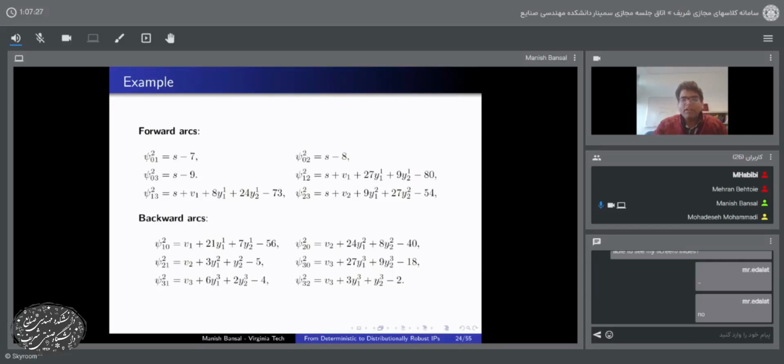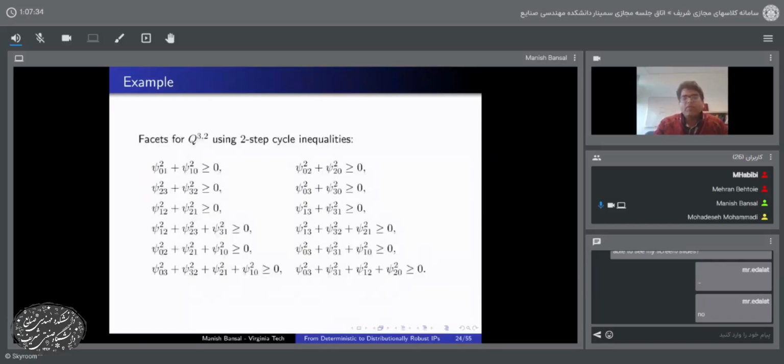And once I have all these linear functions, in order to derive inequalities for the original set, all I have to do is pick a cycle. So let's say I pick a cycle which is 0, 3, going from node 0 to 3, 3 to 2, 2 to 1, and 1 to 0. So it's an elementary cycle. And all I'm doing is aggregating the linear functions corresponding to each arc in that cycle and setting this greater than or equal to 0. And that will give me a valid inequality for the original set. So depending on which cycle I pick, I will get different inequalities for the set.